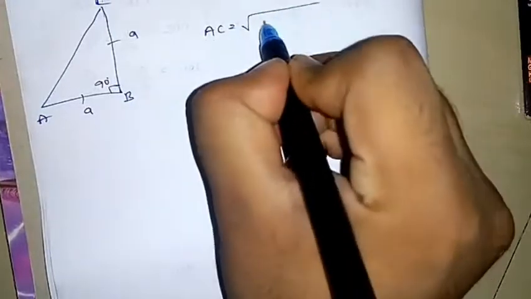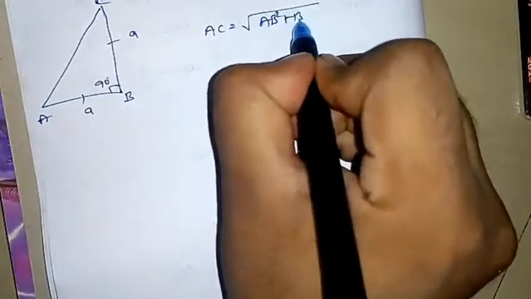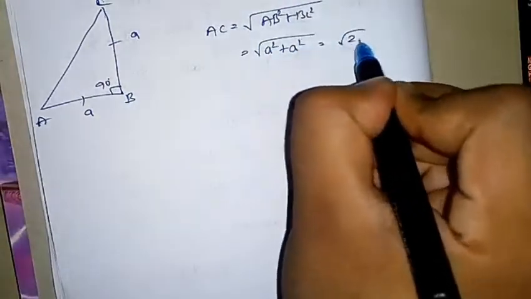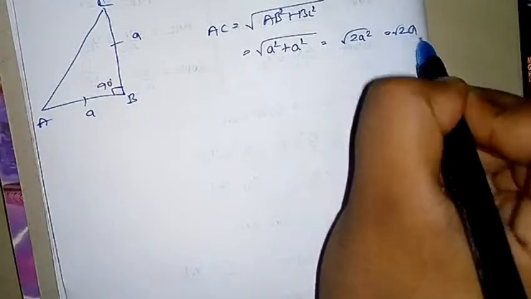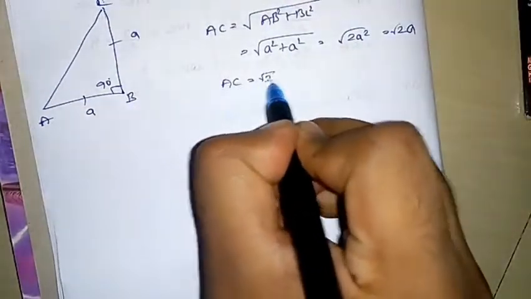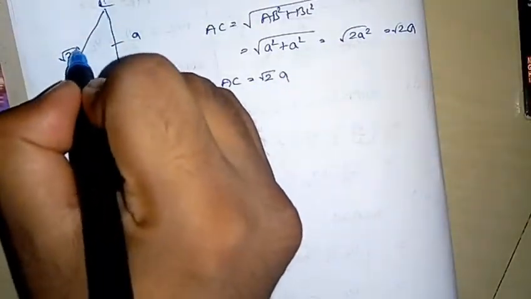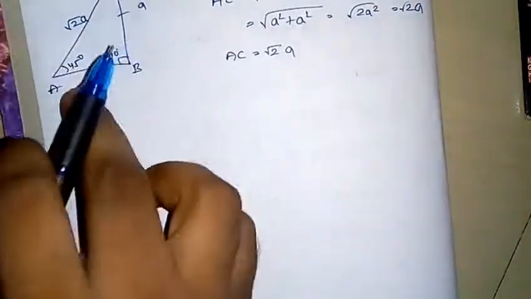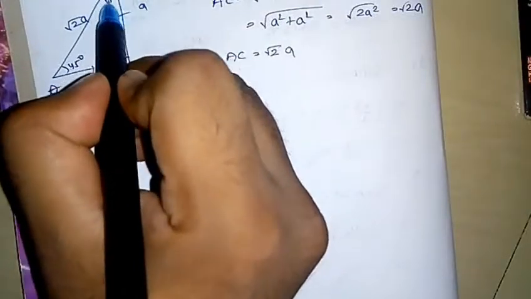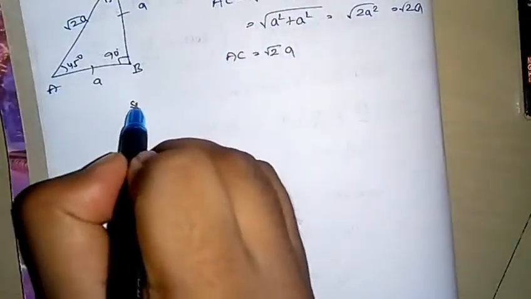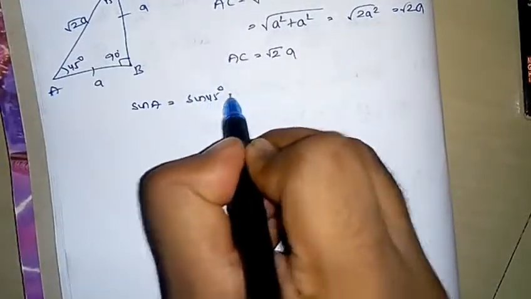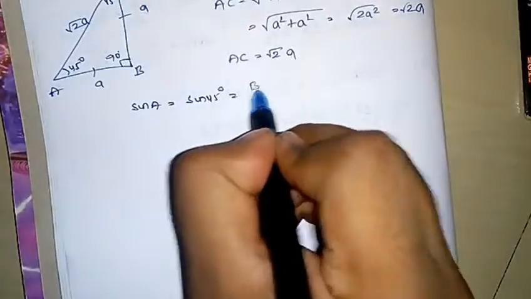Now using Pythagoras theorem, we can calculate AC as AC is equal to under root AB square plus BC square, which is equal to A square plus A square, which is 2A square, which is equal to root 2A. Therefore, AC is equal to root 2A. Now, since this is an isosceles triangle, these two angles will be 45 degrees.